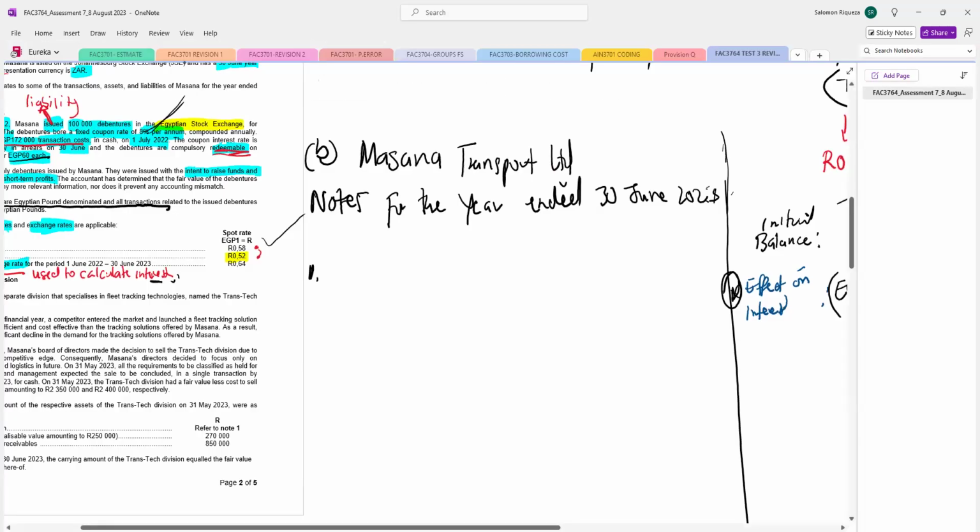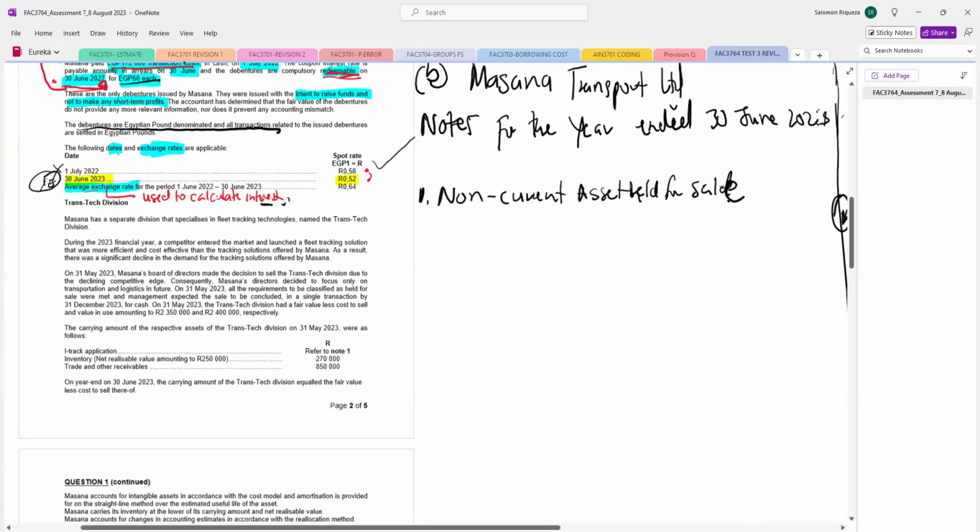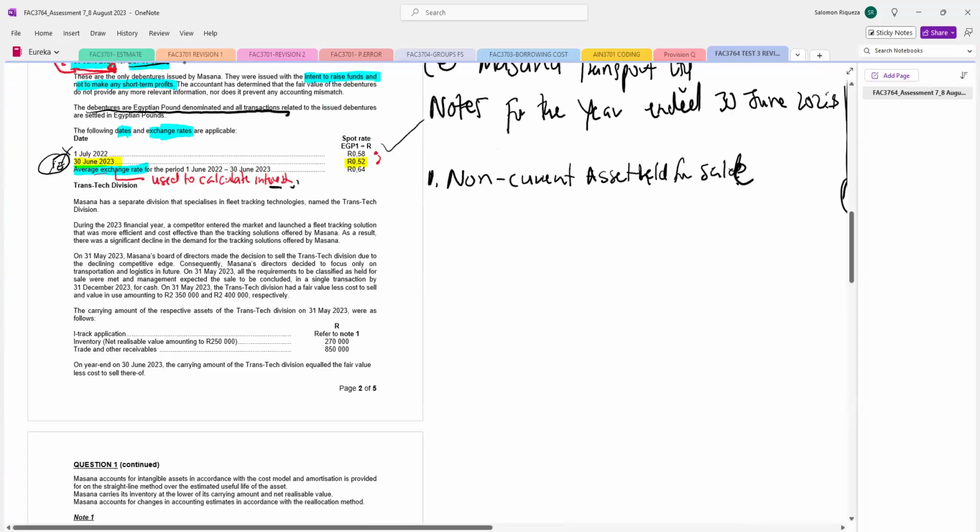Note number 1, non-current assets held for sale. Okay, with this one, I need to know the story first because I start off by copying the story down there. So let's read through Trans Tech Division.